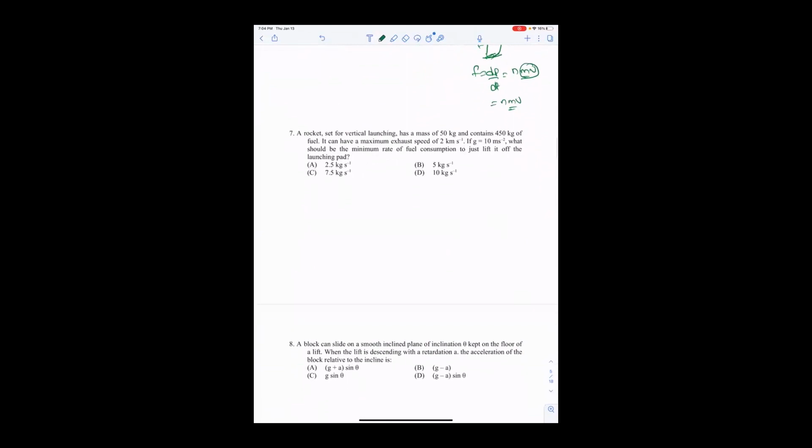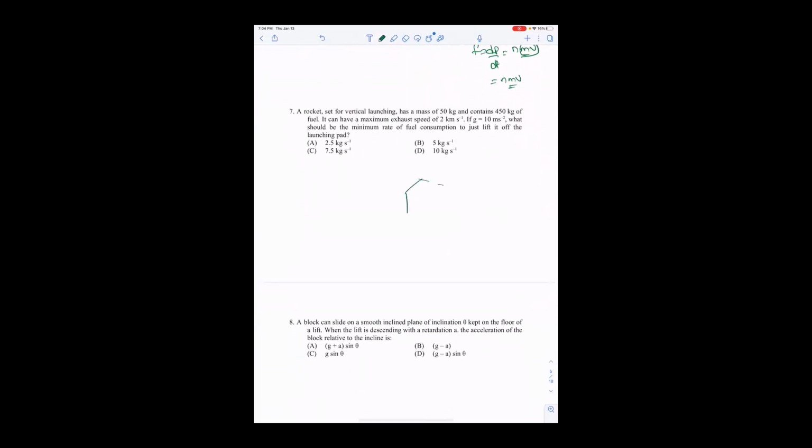A rocket set for vertical launching has a mass of 50 kg. So there is a rocket whose mass is 50 kg, and it contains fuel of 450 kg. It can have a maximum exhaust speed of 2 km per second, which is 2000 meters per second. Conversion of units. g is 10. What should be the minimum rate of fuel? Rate of fuel means the rate at which the fuel is going out, dm by dt. It is a rate, meaning how much is going out. To just lift it, there is no acceleration. You just need to lift it.